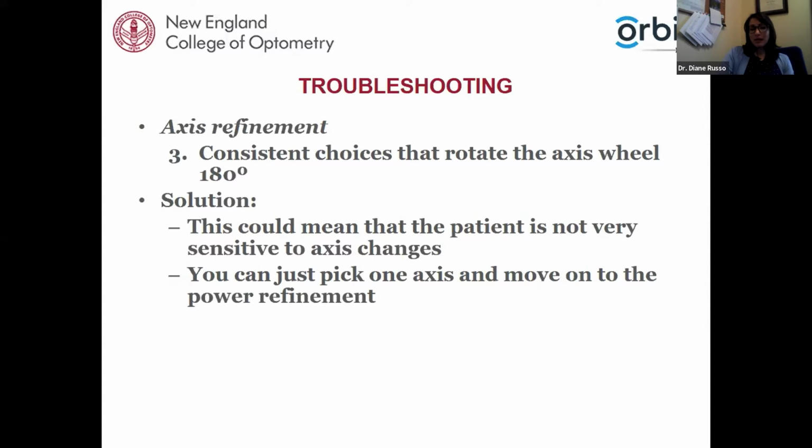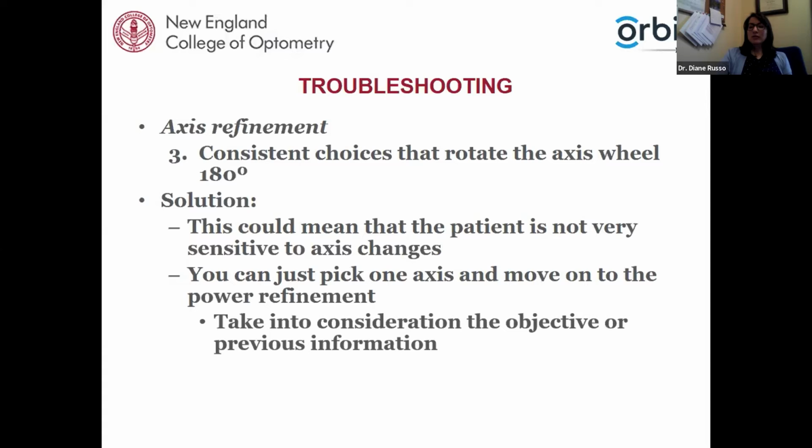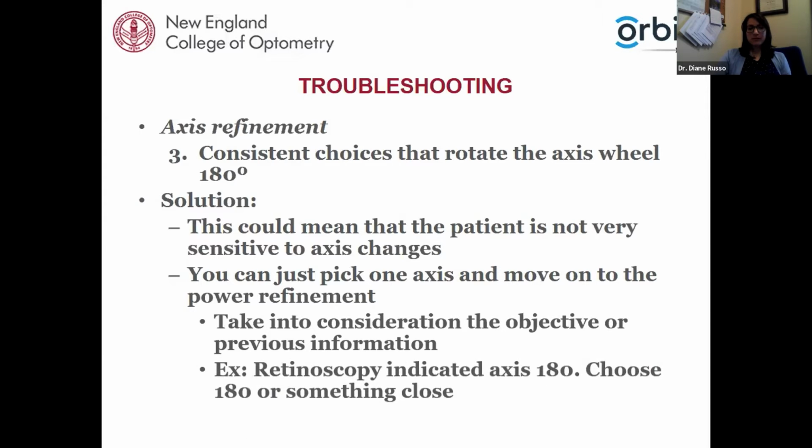So if this is happening, what it's indicating in all likelihood is that the patient is not very sensitive to axis changes. So what you can do is just pick one axis and move on to the power refinement. How do you choose one? If the patient has no preference between 0 and 180, take into consideration the objective information that you have from either retinoscopy or autorefraction, or even previous lensometry information. So for example, if retinoscopy indicated that the axis was 180, choose an axis of 180 or something close to it, and then move on to the power refinement.